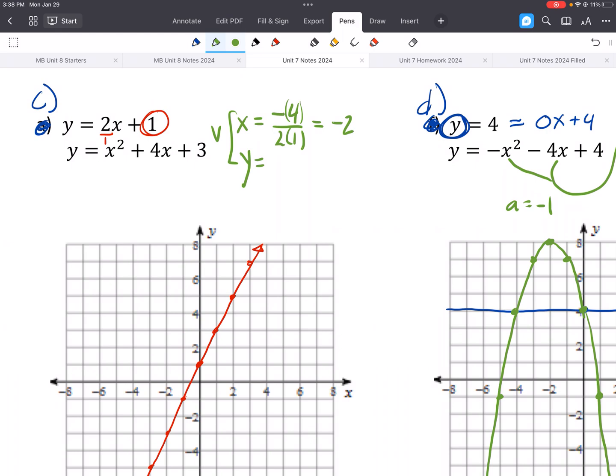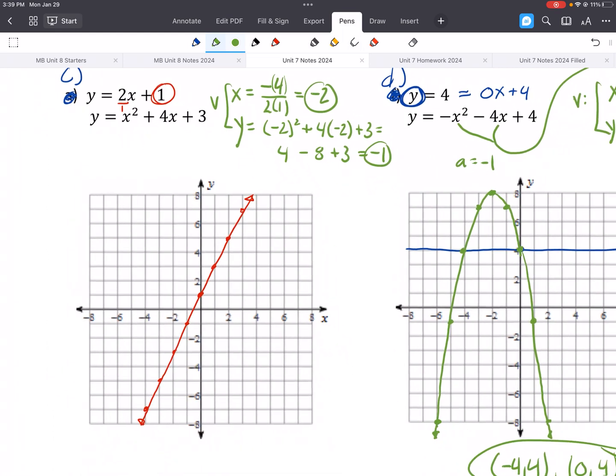All right, and then we'll plug these in. Again, please use parentheses. Please be careful if you're going to do it by hand, or if you use your calculator, I guess. Just be careful. So this should be 4 minus 8 plus 3. So I think that gives you negative 1. So that's going to be your vertex, would be negative 2, negative 1.